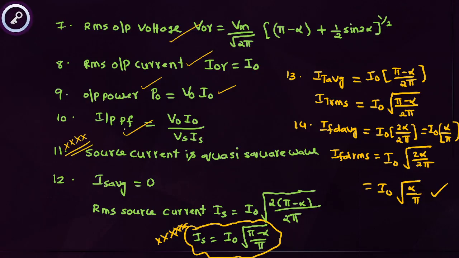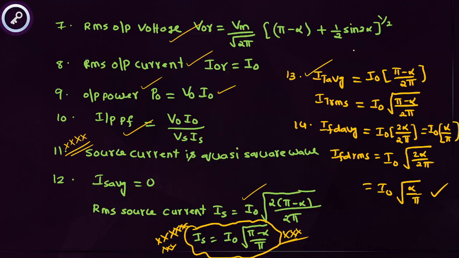With the freewheeling diode case, the source current is a quasi square wave. Then what is the RMS value of source current? That is Is equals I naught into square root of (pi minus alpha) by pi, because it's a quasi waveform. In quasi square waveform, in one cycle only for 2 into (pi minus alpha) angle current exists in the source. That's why this is a very important formula, directly you have to remember. If it is a square waveform, Is equals I naught. But here Is is not equal to I naught. Here Is equals I naught into square root of (pi minus alpha) by pi.